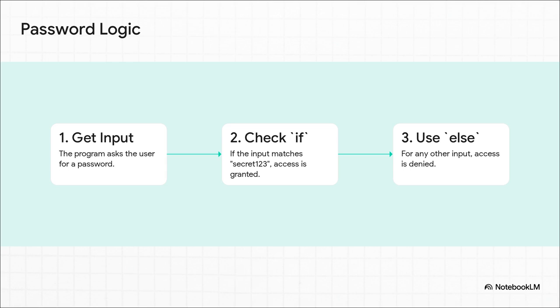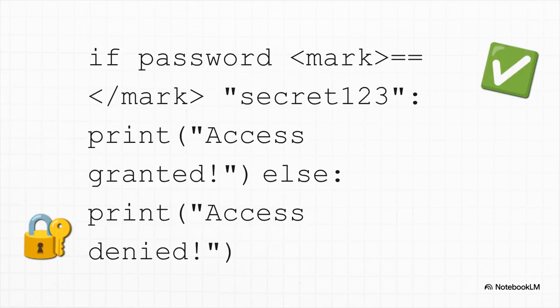It checks if that input is exactly secret 123. If it is, one thing happens. If it's anything else, a typo, the wrong password, anything, something else happens. Simple as that. And this is what that logic looks like as actual Python code.